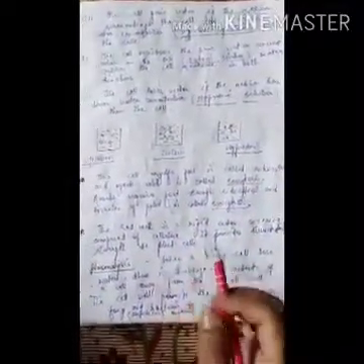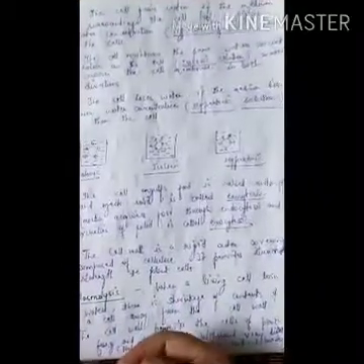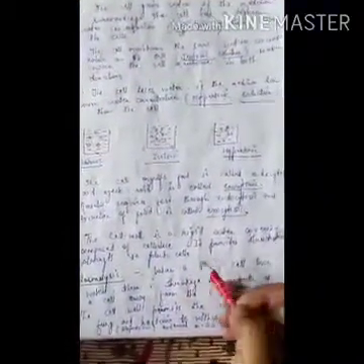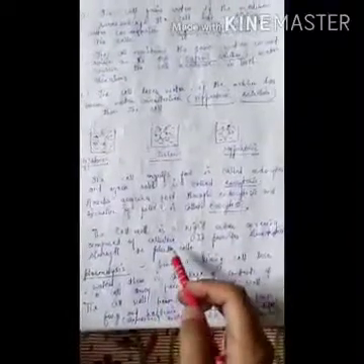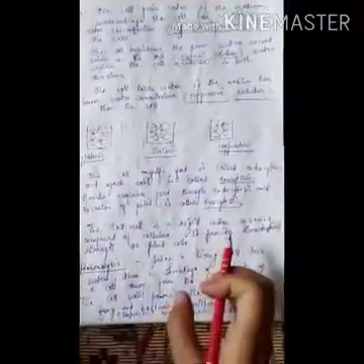Now, the cell wall is a rigid outer covering. Beyond the plasma membrane, there is a cell wall in some organisms and in plants. The cell wall is a rigid outer covering composed of cellulose. It provides structural strength to the plant cell.